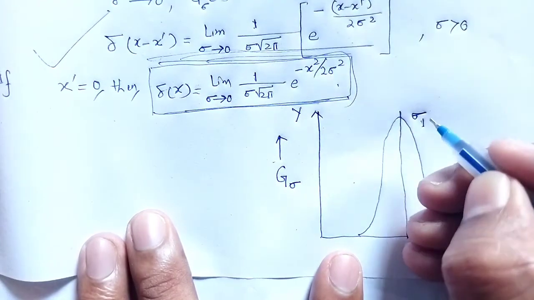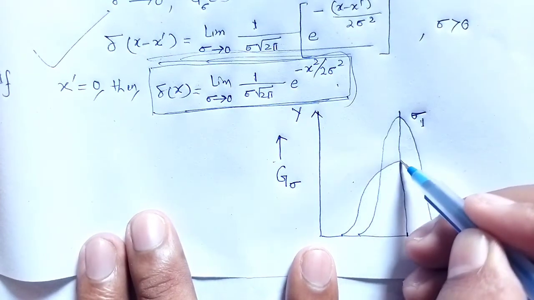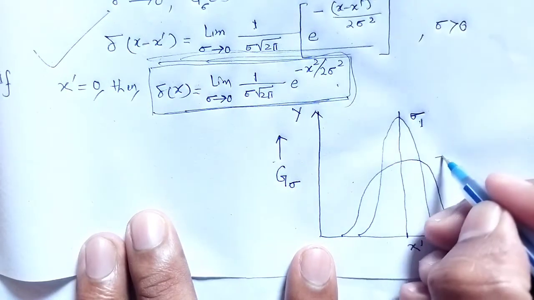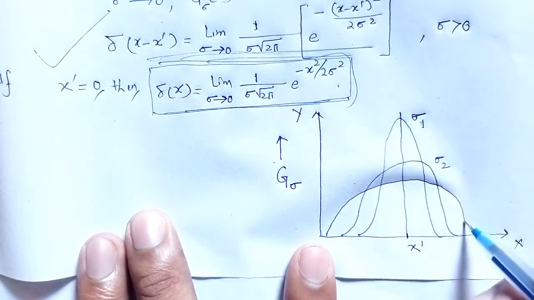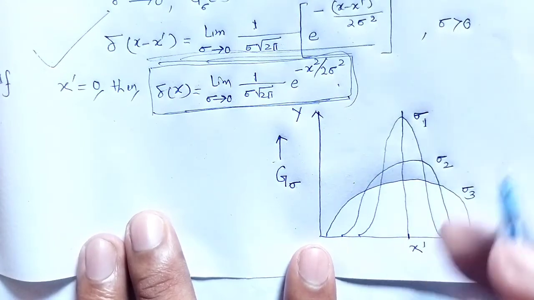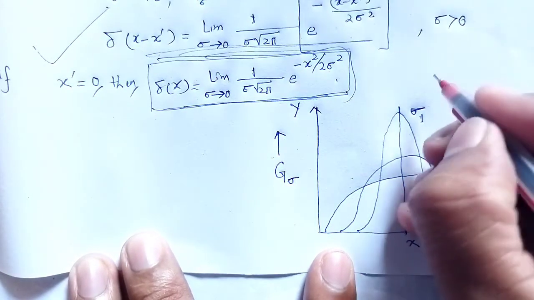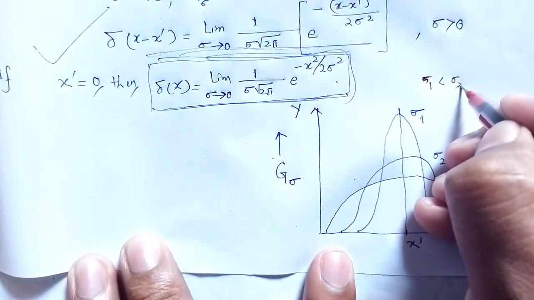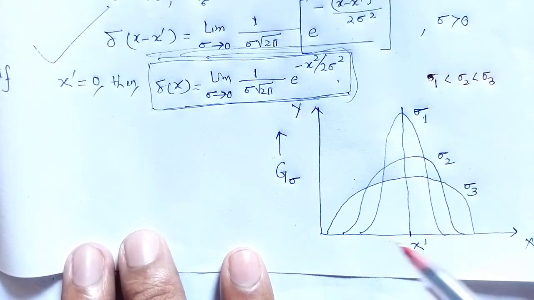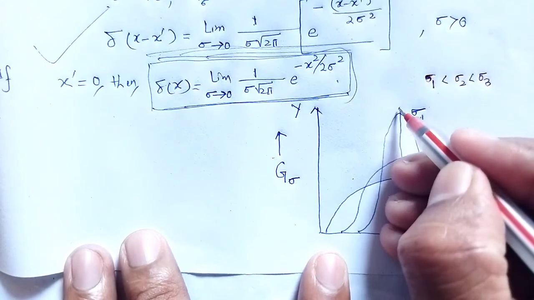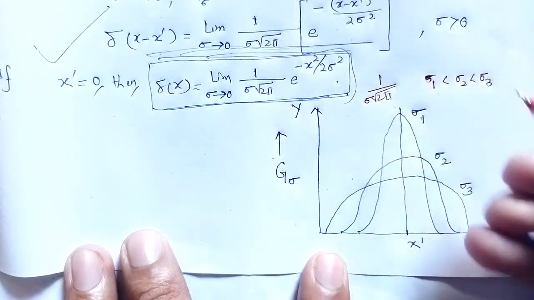It is sigma 1, that is sigma 2, that is sigma 3, whereas sigma 1 is less than sigma 2, is less than sigma 3, and the Gaussian function has the value 1 by sigma square root of 2 pi at x dash.